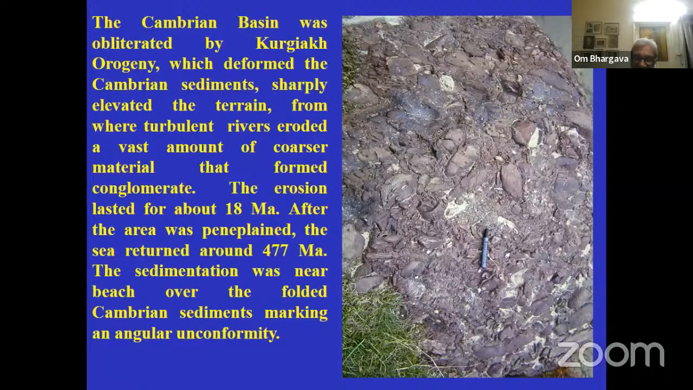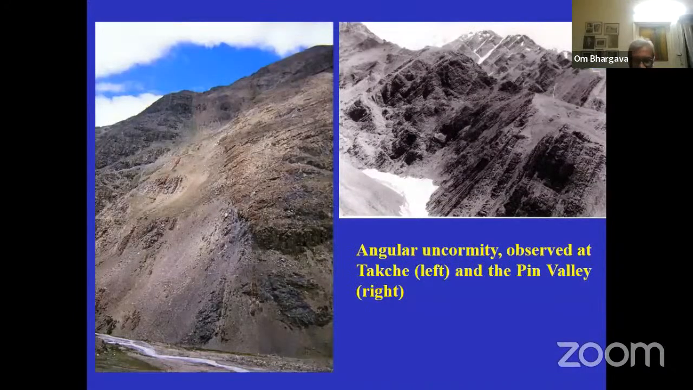And after the area was peneplained, there was a transgression of the sea, or you can call it the sea return, around 477 million years. And the sedimentation at that time was beach over the folded Cambrian sediments, marking an angular unconformity. It is important to say that there was not only mountain building activity, but folding and also thrusting during the late Cambrian and early Ordovician. And you can see angular unconformity. The one on the left is an angular unconformity.